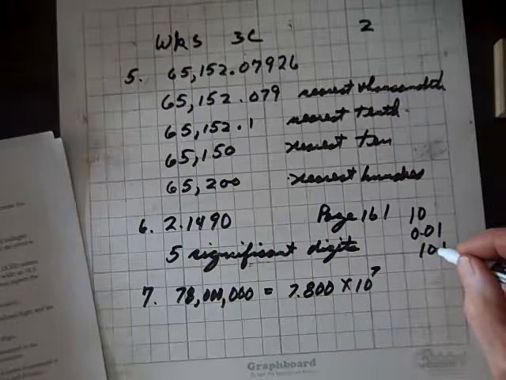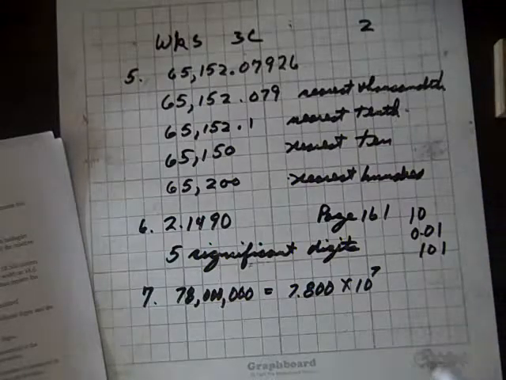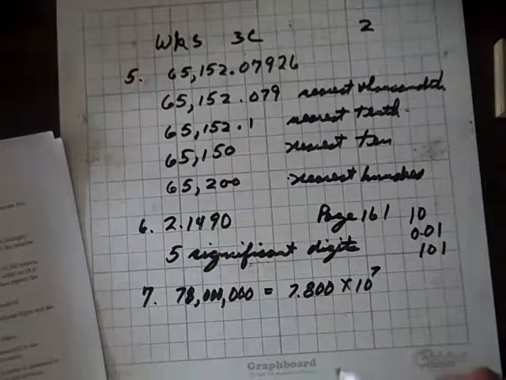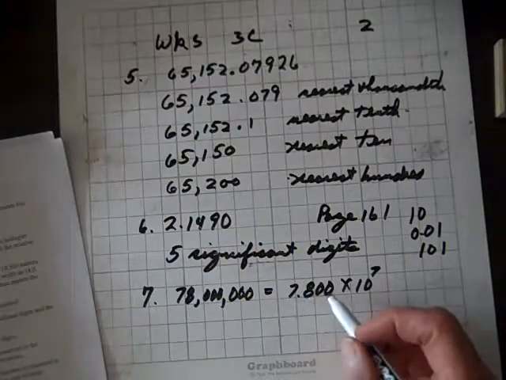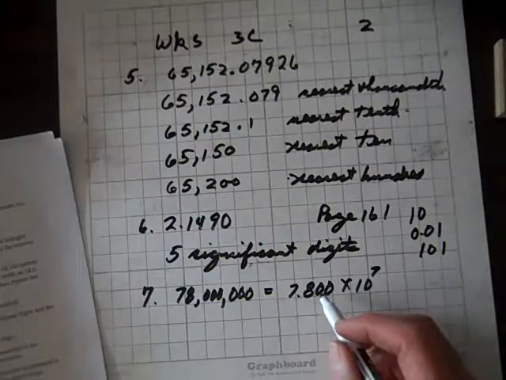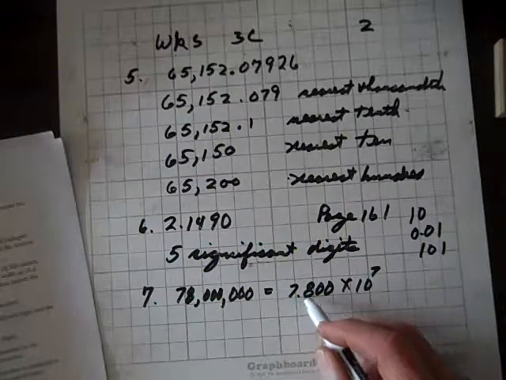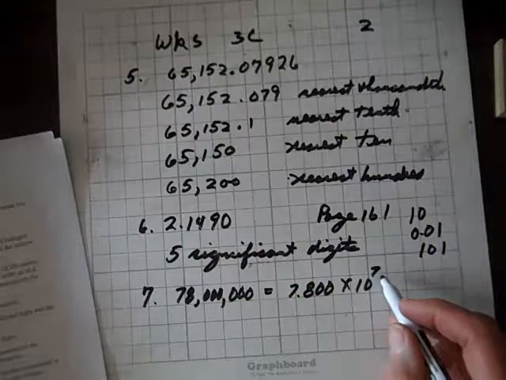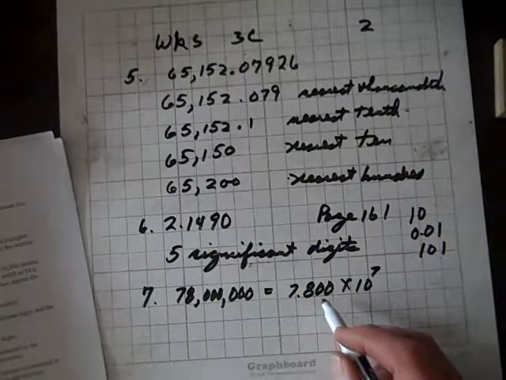Interior zeros are significant. Okay, finally, number 7, we have to round the given value to rewrite it in scientific notation showing 4 significant digits. And here it is. And keep in mind, we don't need those zeros to communicate 7.8 times 10 to the 7th. So why are they there? Because they're significant. That's why.